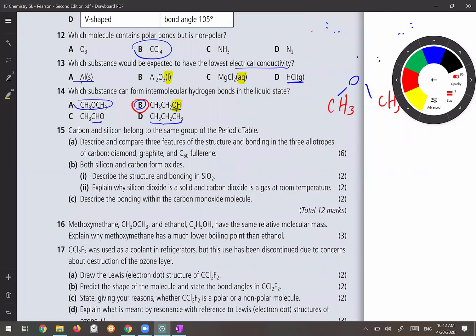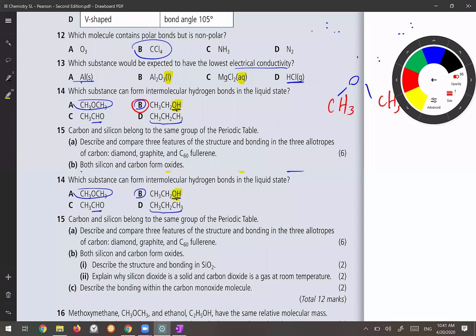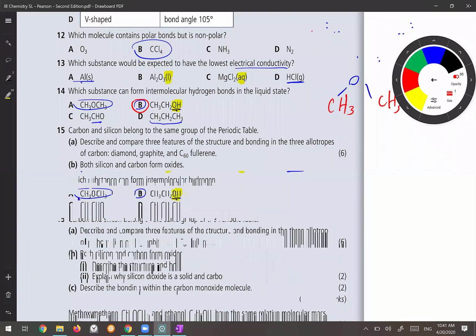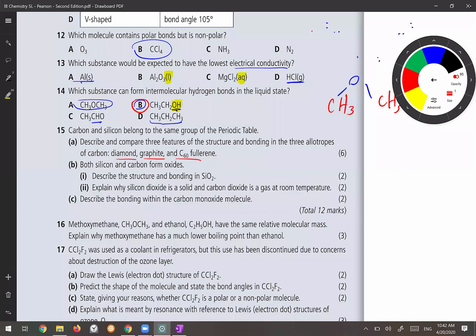Okay, question number 15 says, carbon and silicon belong to the same group of the periodic table. Describe and compare three features of the structure and bonding in the three allotropes of carbon: diamond, graphite, and C60 fullerene. Okay, so you had that table. I won't answer this question because you had it in that table, where they compare their structure and bonding.